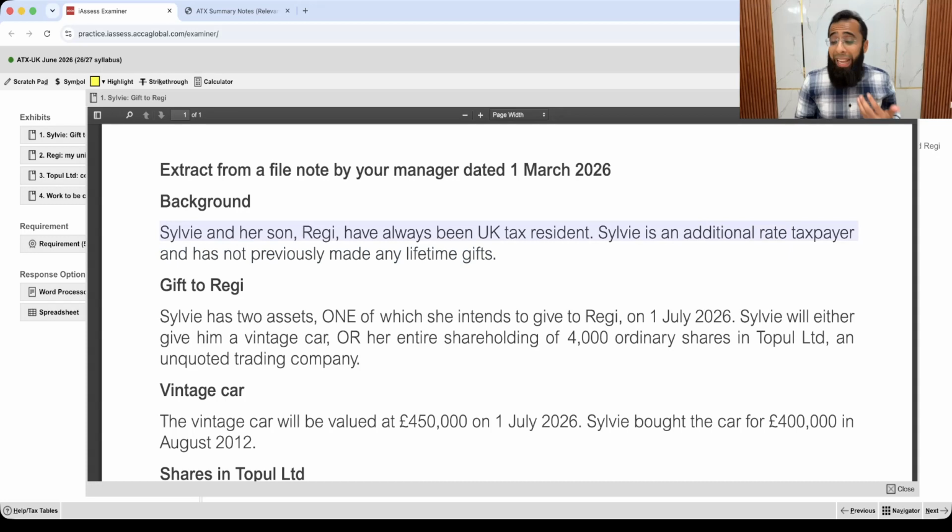When someone is an additional rate taxpayer, this means that anything additional you will earn for income tax purpose will fall at 45% rate. In CGT also, the smaller bands are not available. So when you read the question for the first time, read it with patience. Mistake number 1, students rush.